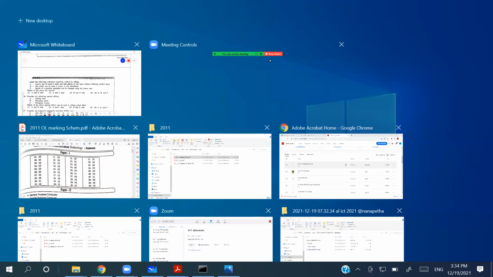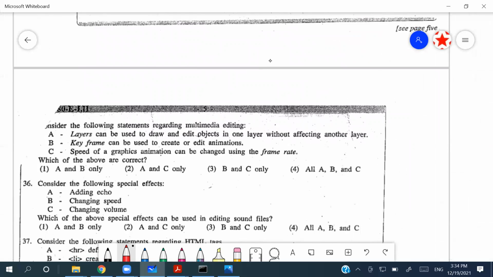35th. Consider the following statement regarding multimedia editing. So this is the 35th, people. Layer can be used to draw and edit objects in one layer without affecting another layer. Of course, that is why layers are there. Keyframes can be used to create or edit animations. Keyframes, yes. Yes, we can. Speed of a graphic animation can be changed using frame rate. Of course, yes. Right? So everything is going to be correct.